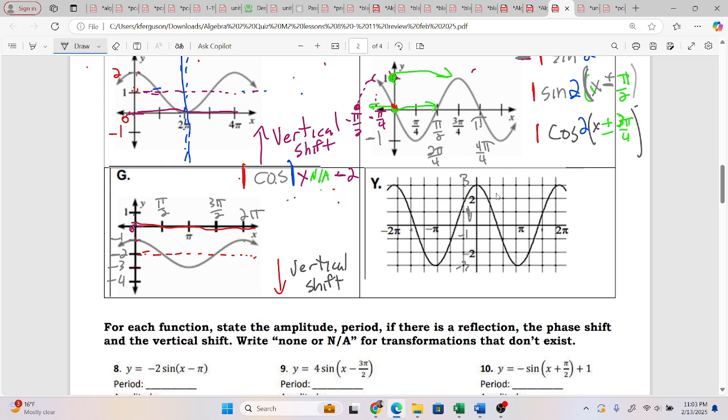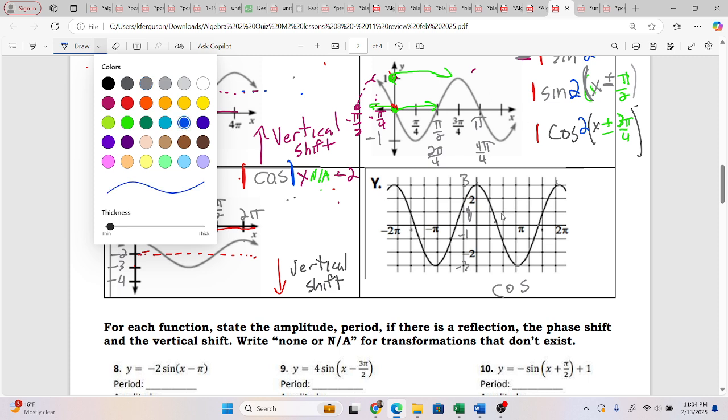That tells me some things, but we're going to do this one step at a time. So this is the y-axis, so my graph should start here. It's starting at the high point, hitting the midline, going to the low point, going back to the midline and ending at a high point. That is a cosine graph. Now that we know that, let's get our amplitude.